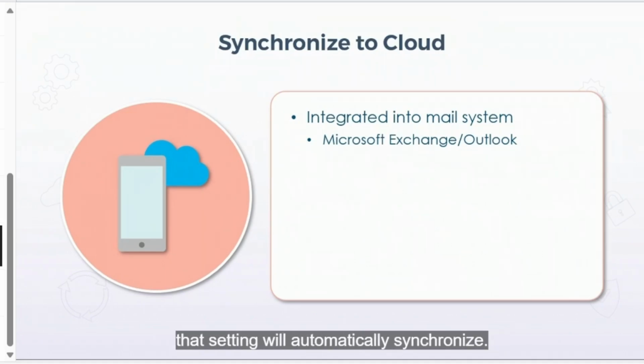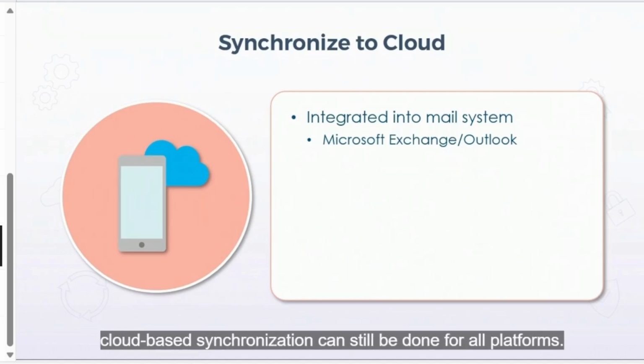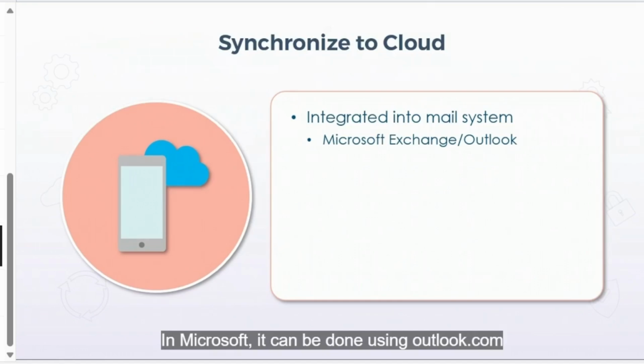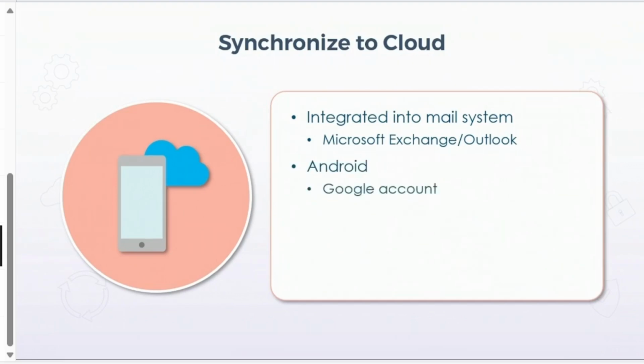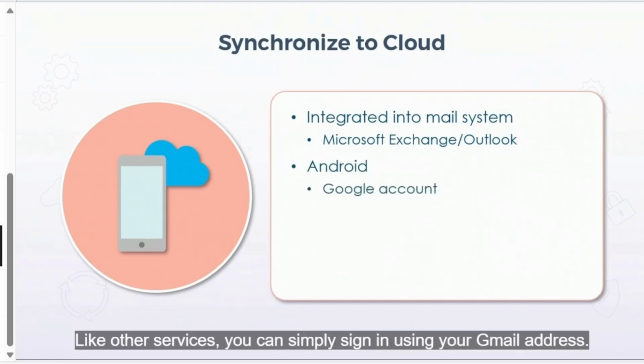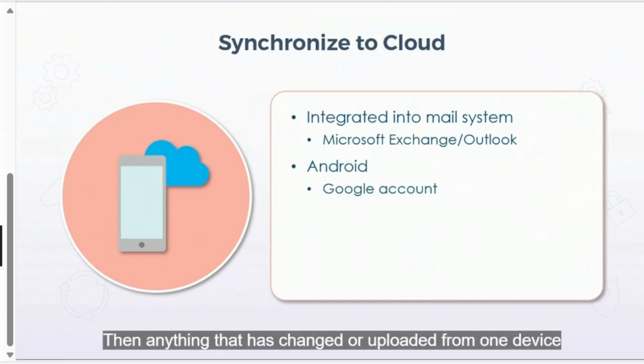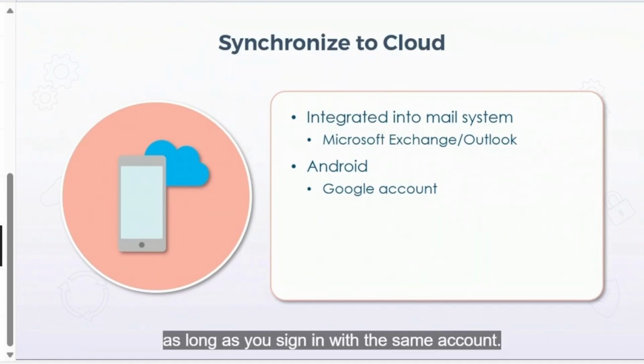For more of a personal scenario or a non-corporate user, cloud-based synchronization can still be done for all platforms. In Microsoft, it can be done using Outlook.com and services such as OneDrive for data storage. For Android users, synchronization is managed by your Google account. Like other services, you can simply sign in using your Gmail address. Then anything that is changed or uploaded from one device will be synchronized and available to any other device you might use, as long as you sign in with the same account.